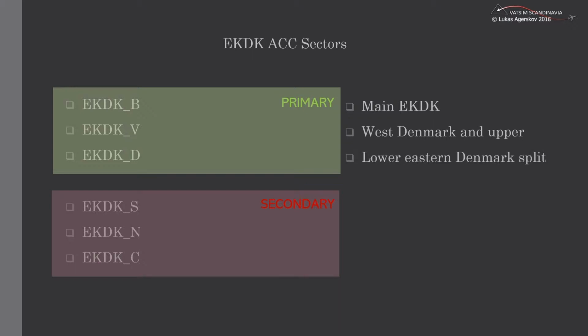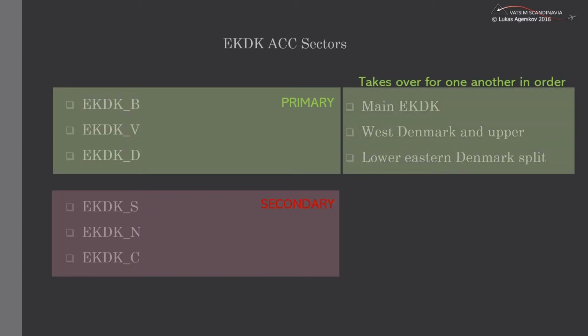Further on, the EKDK Delta is basically a split of the Bravo frequencies, which will make the lower eastern Denmark split into 2 different frequencies, one covering from the northwest and the other covering from the southwest. These have the ability of taking over from one another in the order. So if all 3 are online and EKDK-B locks off, EKDK-V can take over.